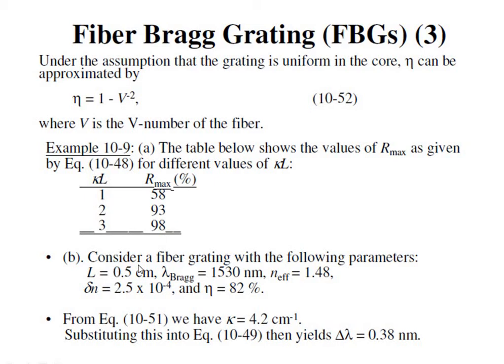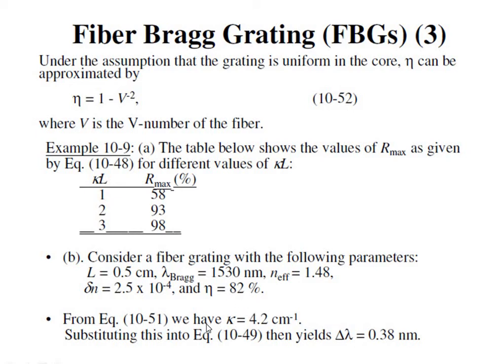Now consider a fiber grating with the following parameters. L is equal to 0.5 centimeter, Bragg wavelength is equal to 1530 nanometer, effective index is 1.48, delta N is equal to 2.5 into 10 to the power of minus 4, and efficiency is equal to 82%.